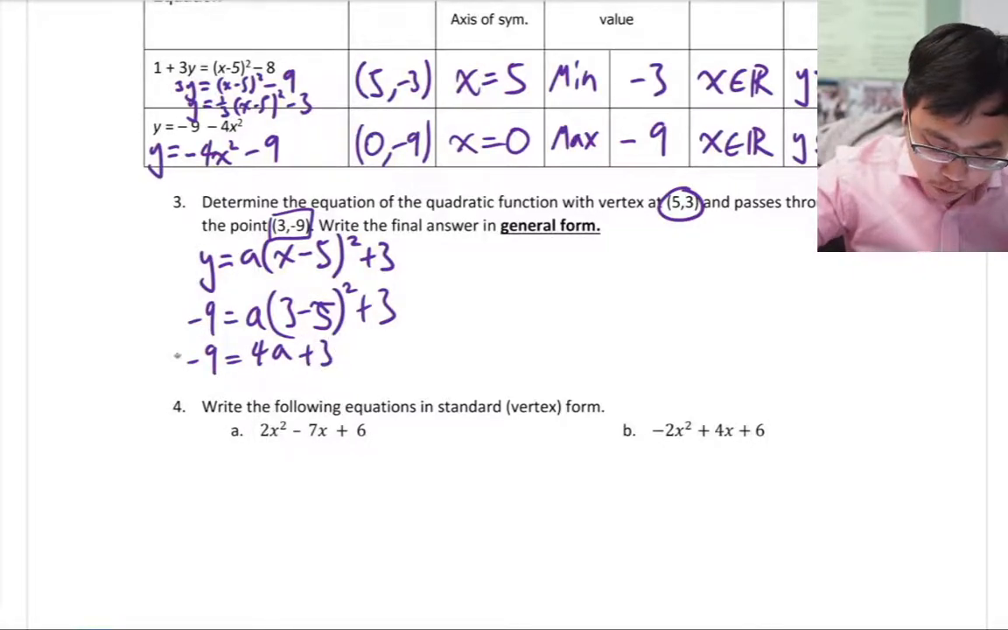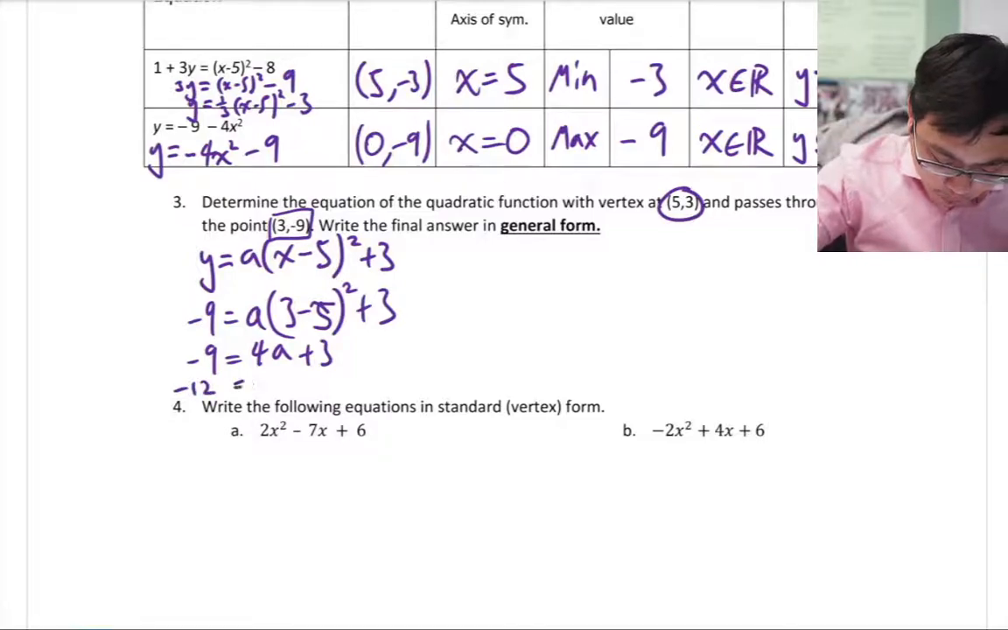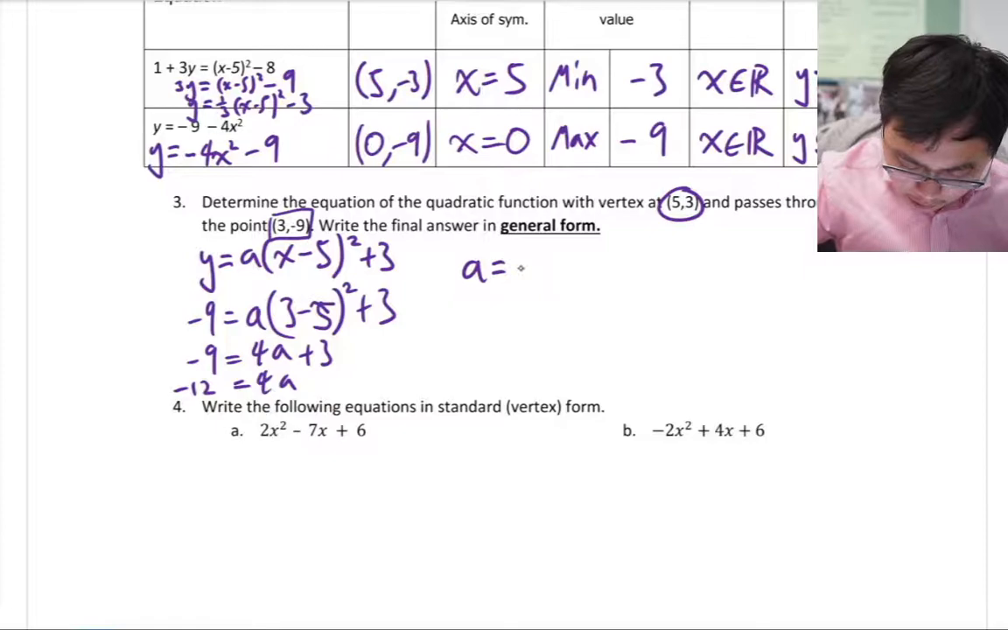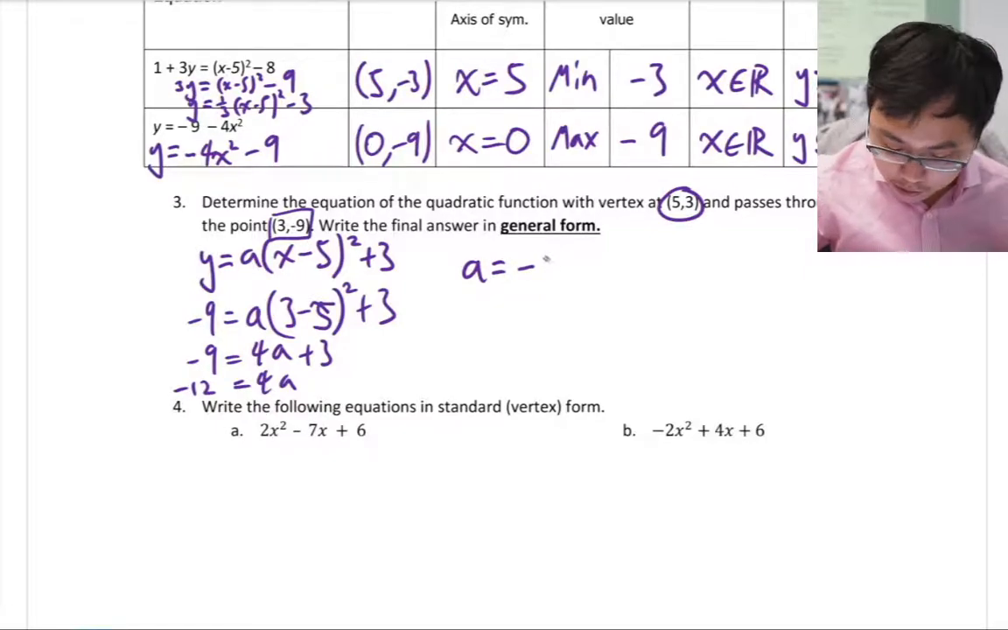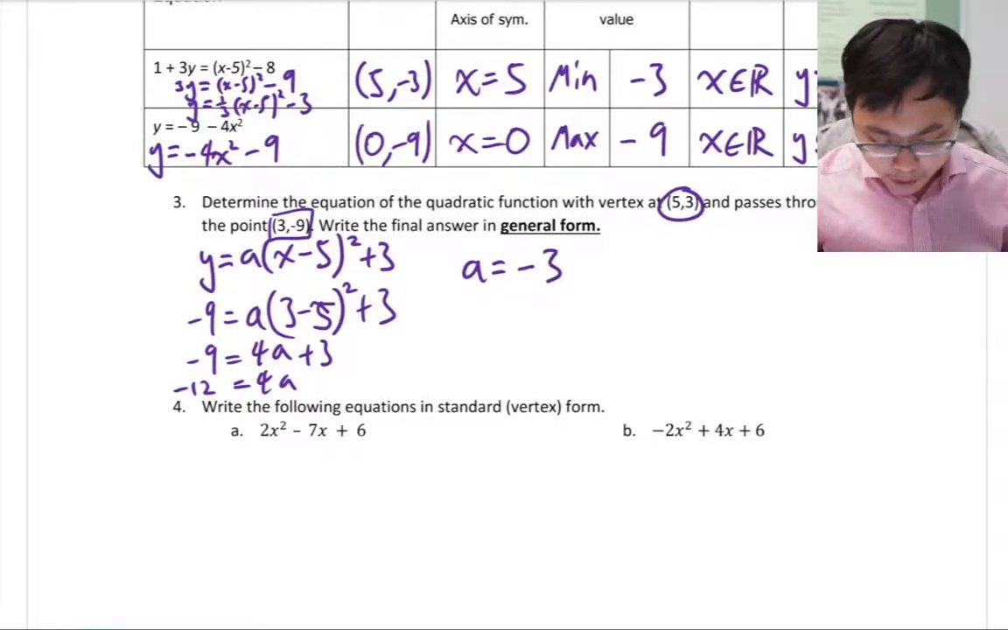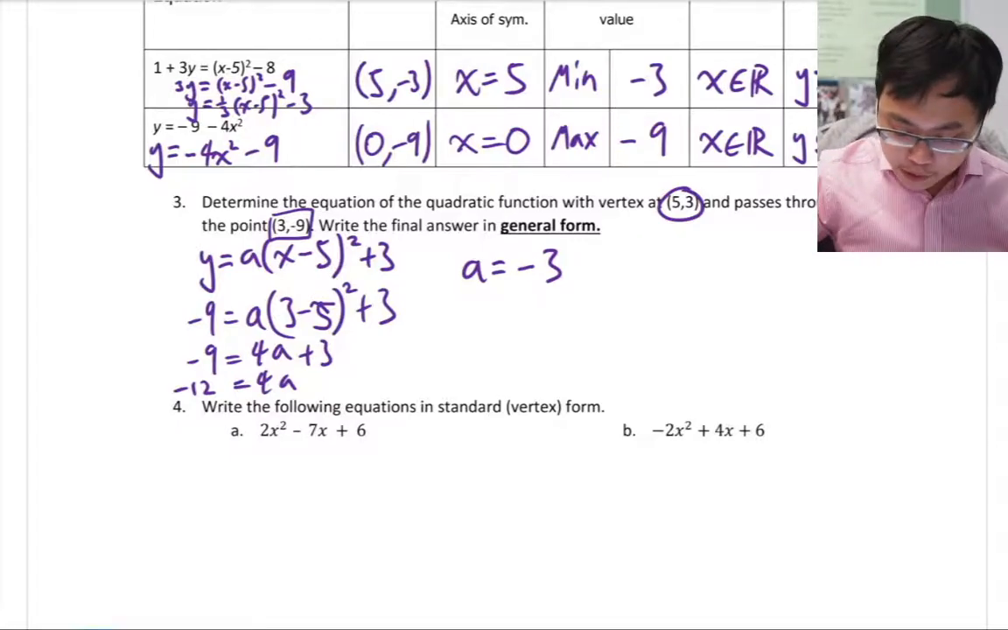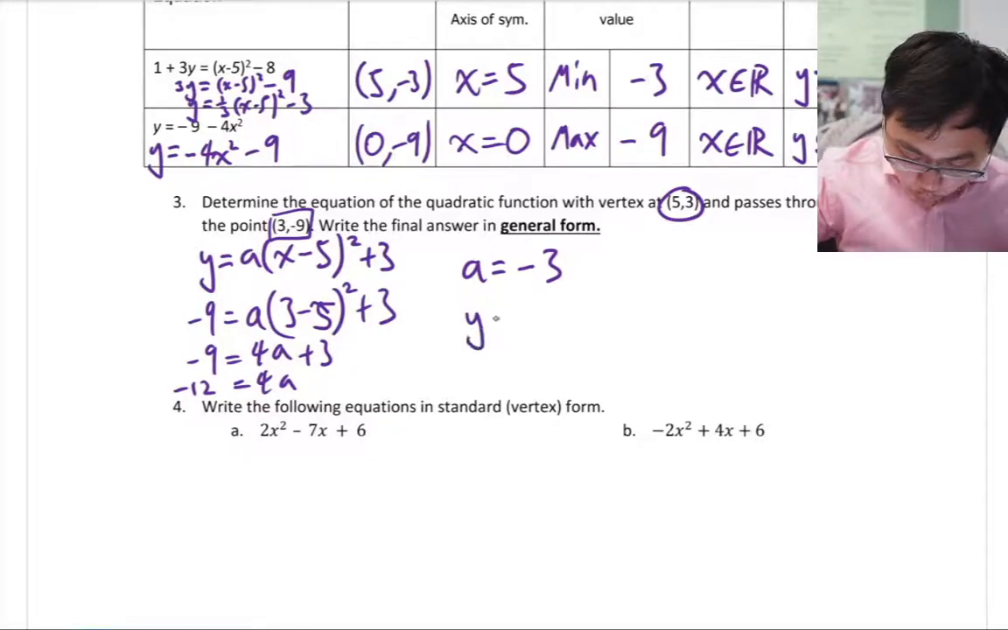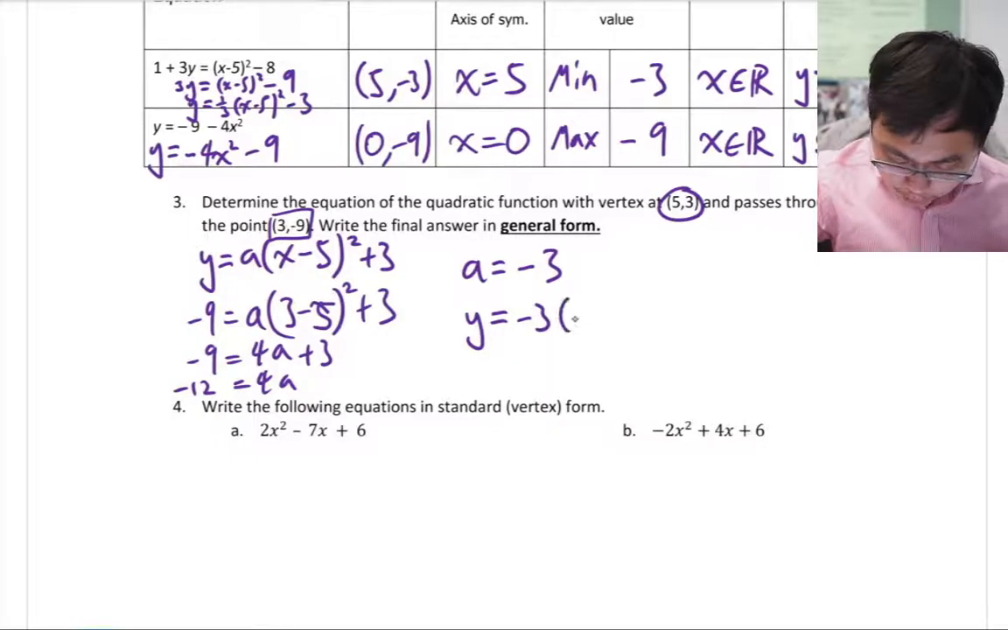I want to move the 3 over to the other side. So that's minus 12 equals 4a. And then I want to divide both sides by 4. So a is equal to negative 12 over 4, which is negative 3. So now that I know that a is equal to -3, let's put it back into the equation. y is equal to negative 3 bracket x minus 5 whole squared plus 3.